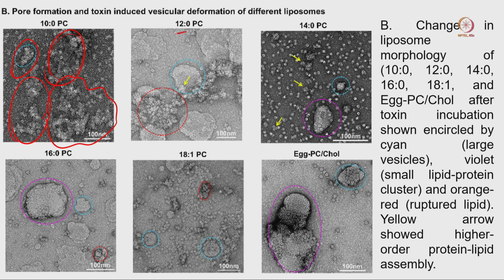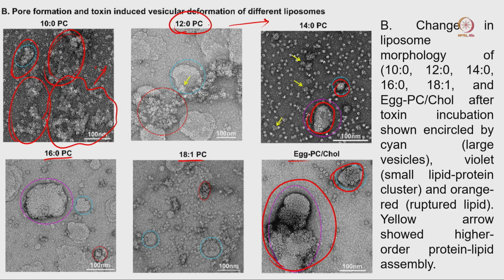In some cases you can see that when the lipid chain length is increasing, 10 PC means the lipid chain has 10 carbon atoms, 12 means 12 carbon atoms, 14 means 14 carbon atoms. So here the chain length is increasing. When chain lengths are increasing, the rupture of the lipid and the lipid protein aggregation tendency is low. Here, when we are increasing the lipid chain length, proteins are clustering on top of that lipid. When we have 18 PC or 16 PC, you can see proteins only clustered on top of that lipid.